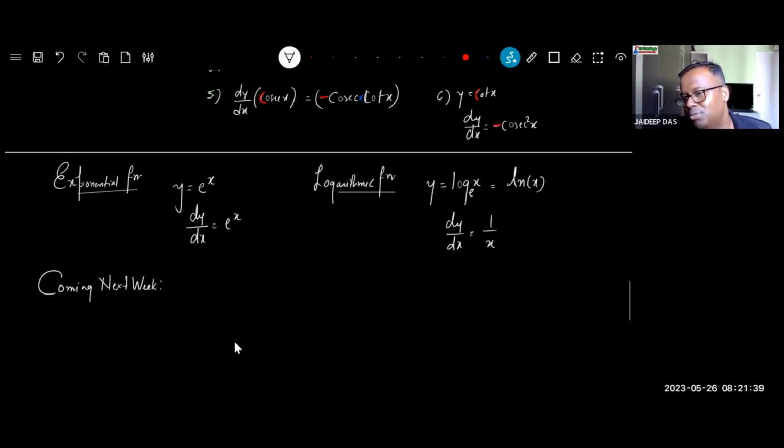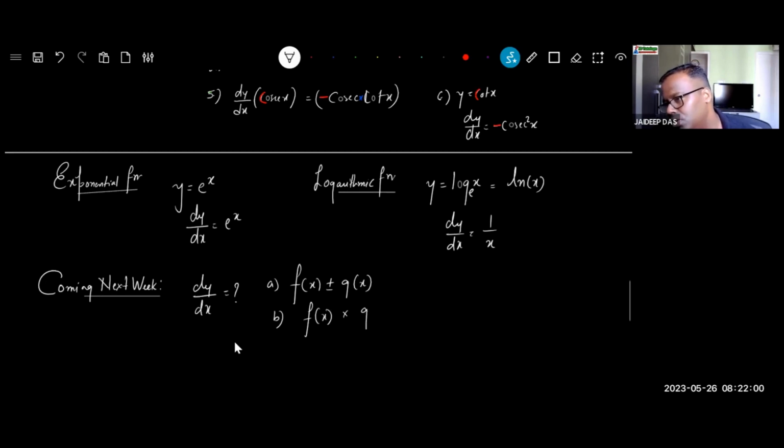Coming next week, we will see how to compute dy by dx if you have f of x plus or minus g of x. This you already know a bit: you compute their derivatives individually. This you totally don't know, f of x into g of x. And this also you don't know, f of x divided by g of x.